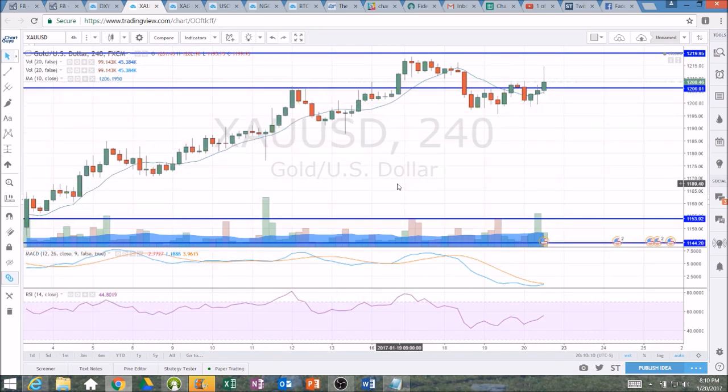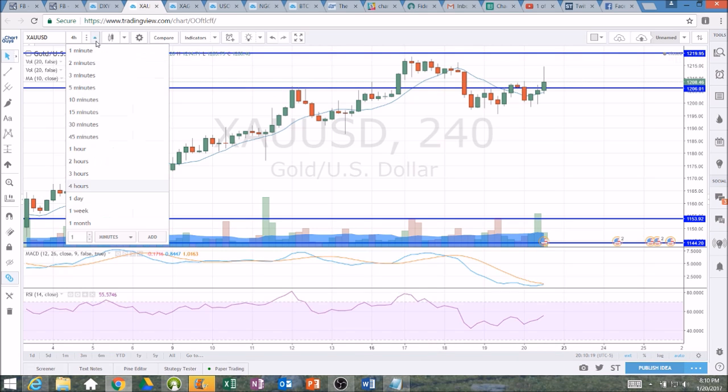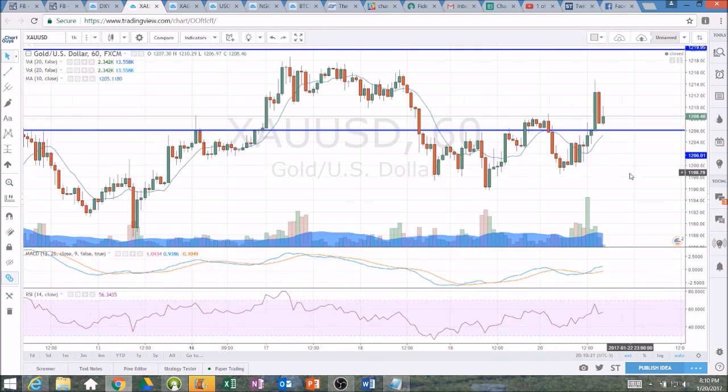Let's see what the 4-hour chart looks like. So this would be our low of 1195.75, and then our higher low and our clear little lower high. Let's look at it on the hourly time frame again. A little bit of different picture.